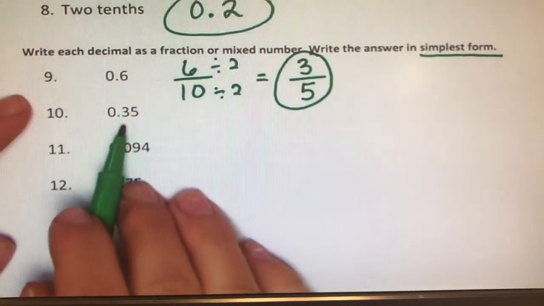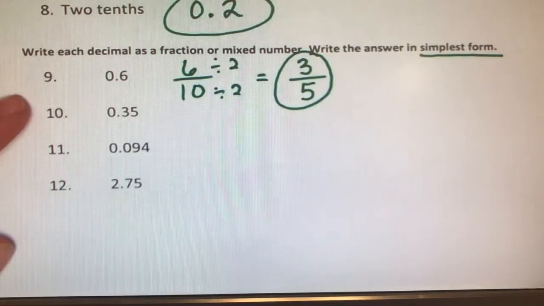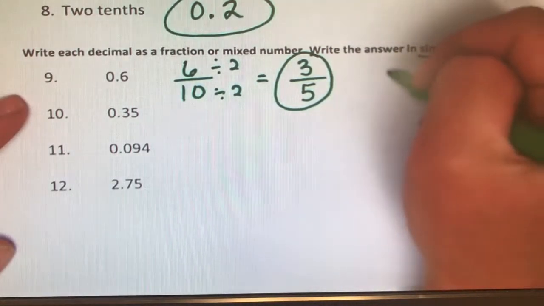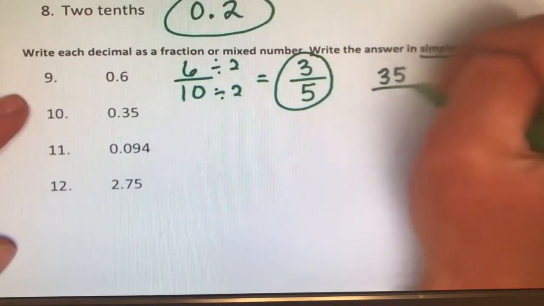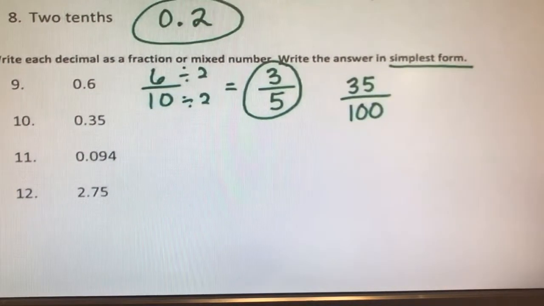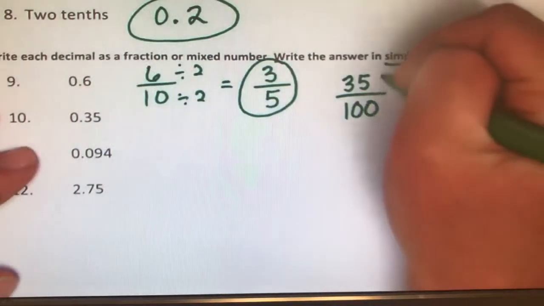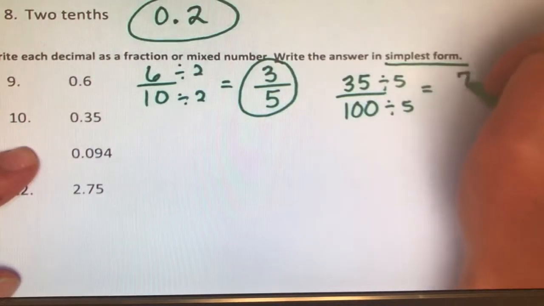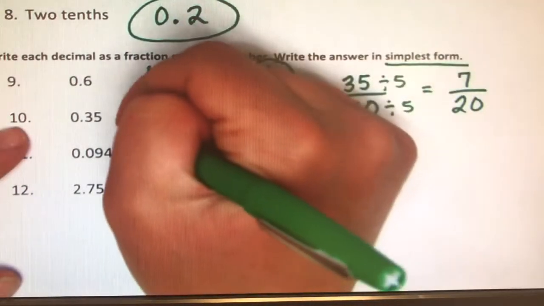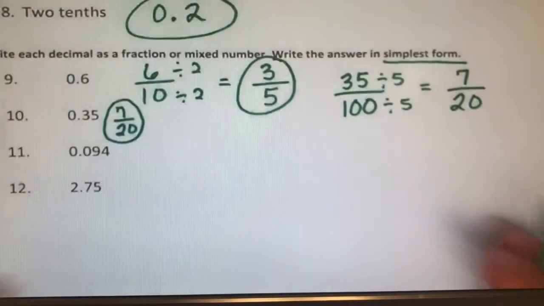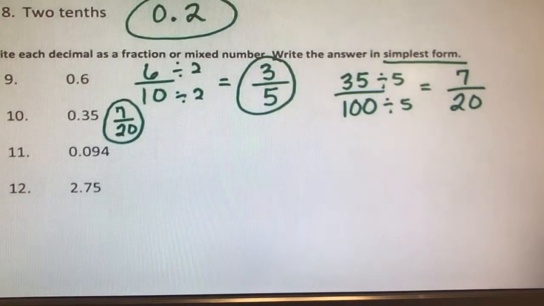On number 10, we're going to read this as 35. What place is that in? That's hundredths. 35 hundredths. I'm going to come over here for space. So I'm going to write that first the way it sounds. 35 hundredths is 35 over 100. And I know those can be divided by 5 because they both end in 0 or 5. So 35 divided by 5 is 7. 100 divided by 5 is 20. So number 10, if you want to squeeze this down here next to it so you know that's the final answer, that's 7/20.